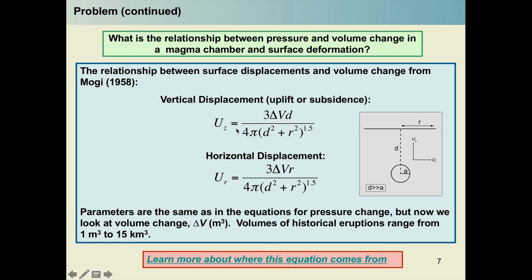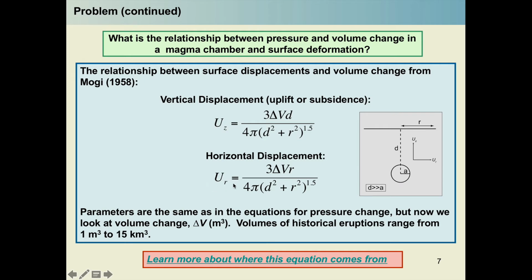So U sub Z in this case, the vertical displacement, uplift or subsidence, is equal to 3 times delta V, which is the volume change. That's the amount of volume change you have in your magma reservoir as it fills up with new magma. D is the depth to the center of the magma reservoir. 4 pi times D squared plus R squared to the 1.5 power. You'll notice you don't have G here anymore. You just have a dimensional volumetric related radial set of constants, 4 pi.